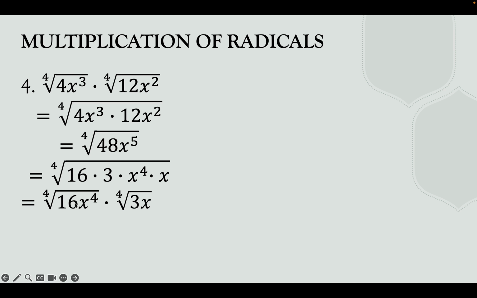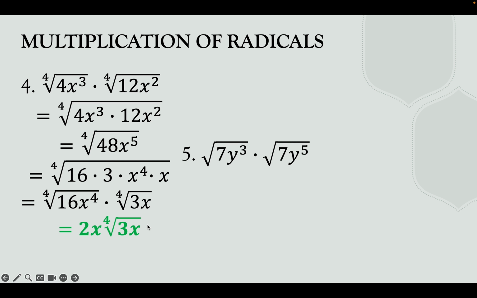So what is the fourth root of 16? We have 2. And then the fourth root of x raised to 4: copy the base x, and 4 divided by 4 is 1. And then copy the remaining term in the radical, so we have fourth root of 3x. So your final answer is 2x fourth root of 3x.